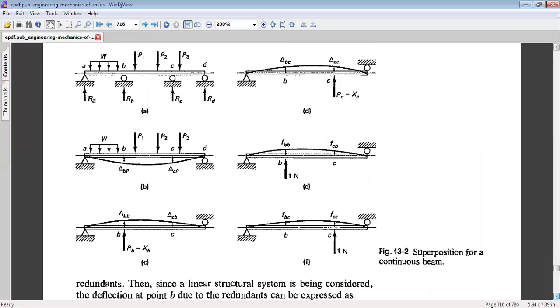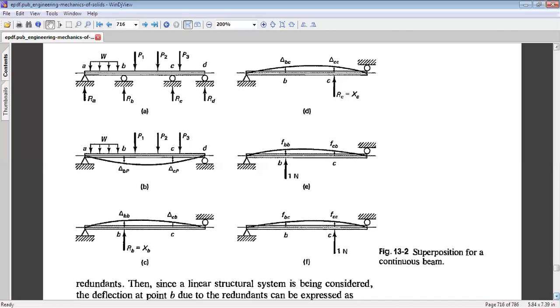Now let us look at figure C. In figure C, we have removed all the external loads like capital P1, capital P2, capital P3, and the distributed load capital W, and we are applying the reaction RB. Now this is a statically determinate system, and we can find out triangle BB, which is the deflection at point B due to load RB at point B. And we can also find out triangle CB, which is the deflection at point C due to load RB equal to XB at point B.